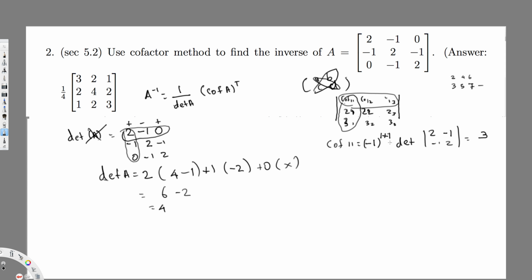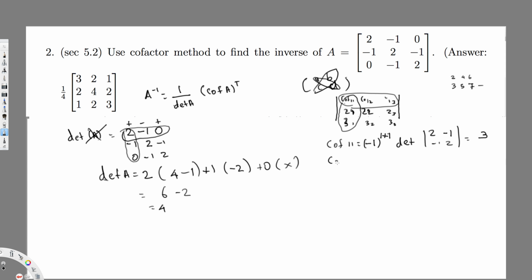So for example, if it's 3, negative 1 to the power of 3 is going to be negative 1. Therefore, if you get determinant 3, you have to multiply it by negative 1, and you will get negative 3. Negative 3 will be the answer. In this case, it is an even power, therefore I put 3 straight.